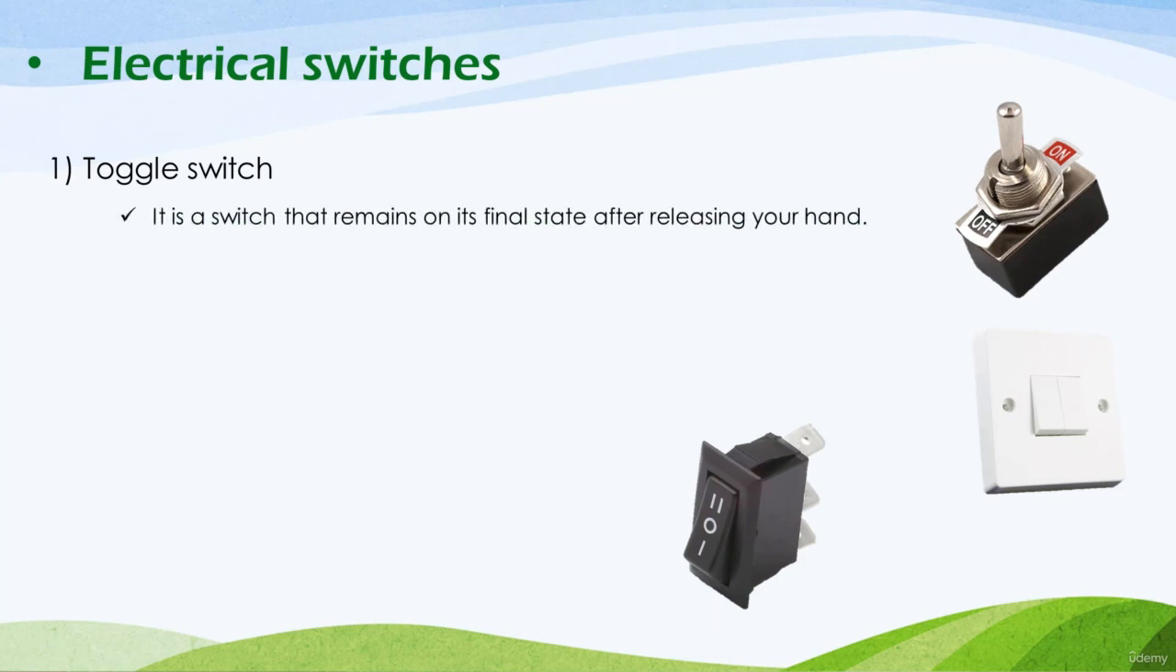And the idea behind the toggle switch is that it's a type of switch that remains in its final state after releasing your hand when turning it on or off. So this means that when you press the toggle switch to be on, for example, it will remain at the on state after you release your hand. And the inverse is right, as if the switch is at the on state and you press on it to make it at the off state, it will remain at the off state after you release your hand from the switch. So this switch remains in its final state unless you change its state manually.